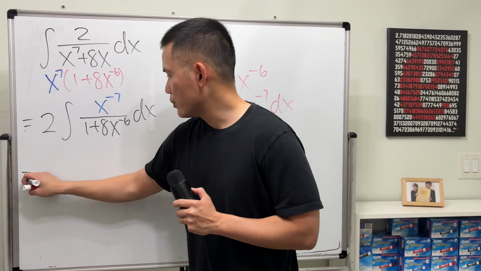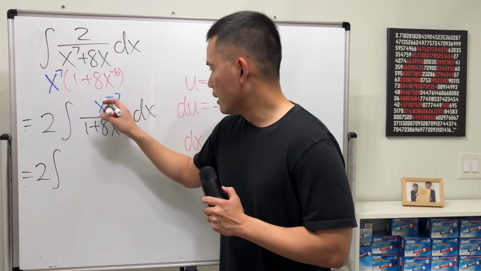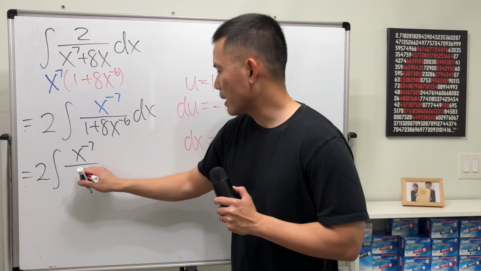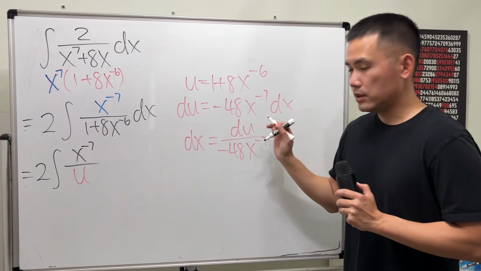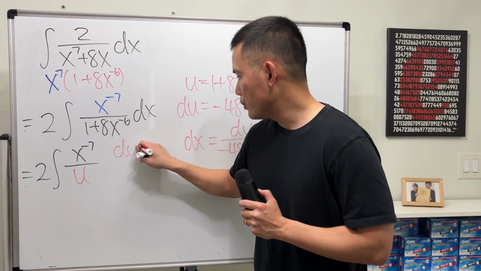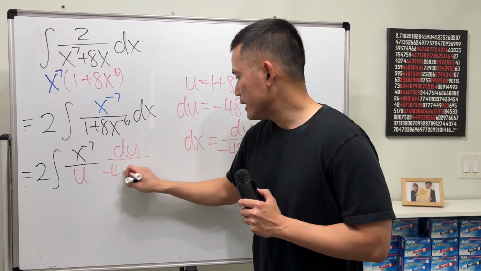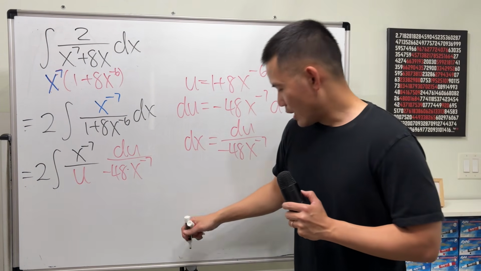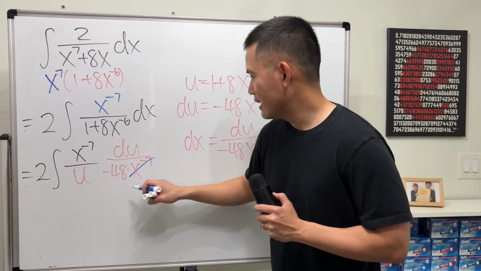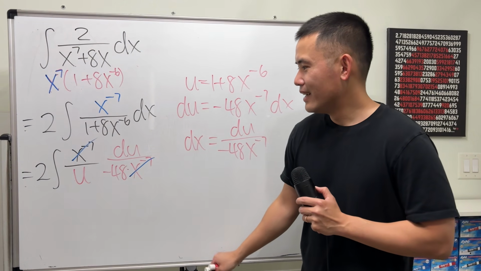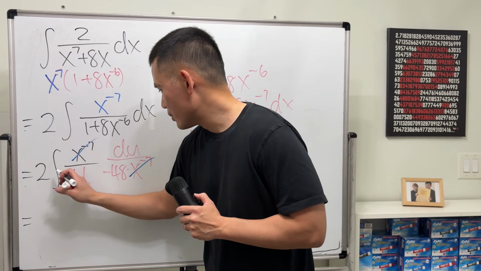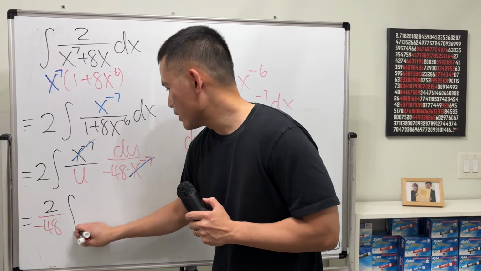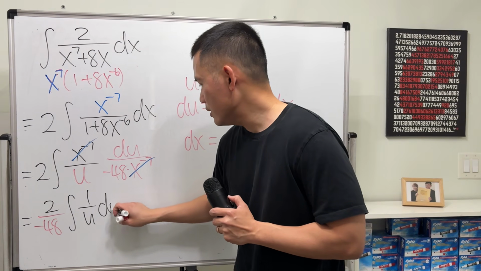Now take this integral to the u world. I'm going to keep the x to the negative 7 on the top, and the bottom is the u, and dx is all that, so du over negative 48 times x to the negative 7th power. How wonderful, this and that cancel. So what we are getting is 2 over negative 48 and the integral of 1 over u in the u world.